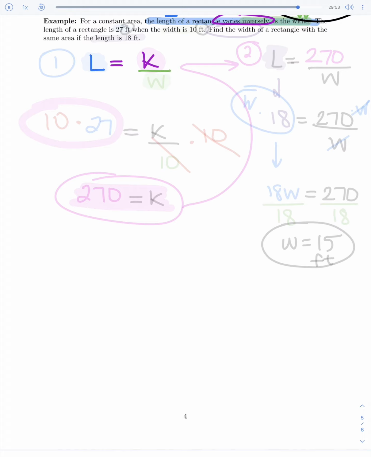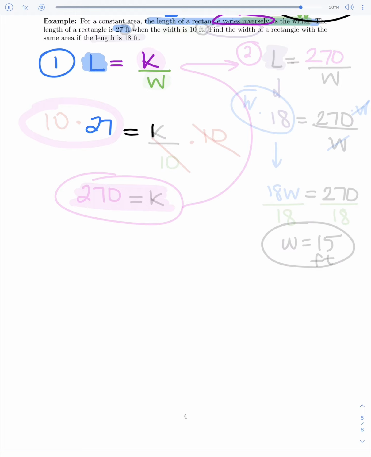So that's going to be on the bottom. We're going to be dividing by it. That's it. That's our equation that we're going to use. Now let's see what other information they give us if we continue to read. The length of the rectangle is 27 feet, so I can replace that length here with 27.